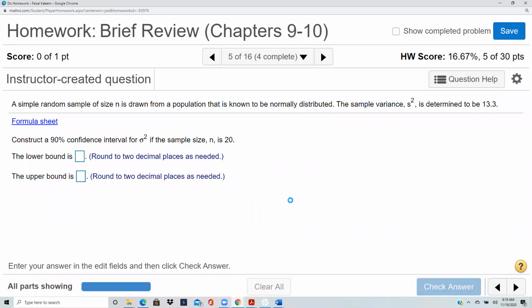Okay. So finally, something other than critical values. Construct a 90% confidence interval for sigma square.